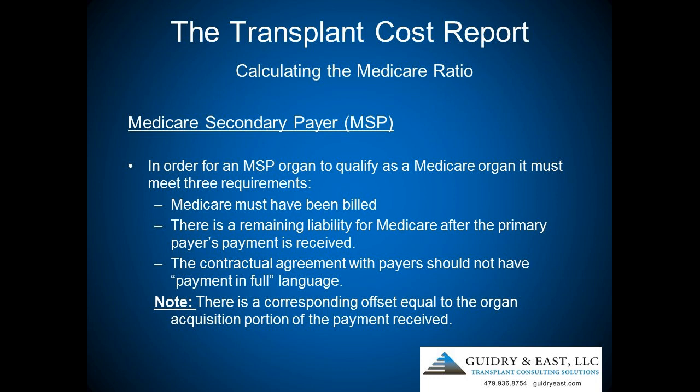The second dash, to define Medicare's liability, you would need to add Medicare's liability in regards to the fully loaded MSDRG plus the organ acquisition cost per organ derived from your cost report. So you add those 2 together and they jointly define Medicare's liability. If the primary payer's payment is less than that and therefore there is an outstanding Medicare liability, that is when you are allowed to count that organ as a Medicare organ, but it would also go in your denominator as well. Now, we'd like to note that there is a corresponding offset equal to the organ acquisition portion of the payment receipt.